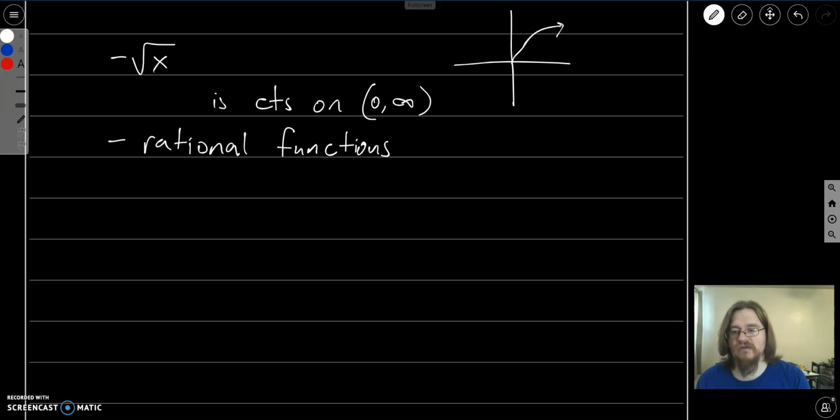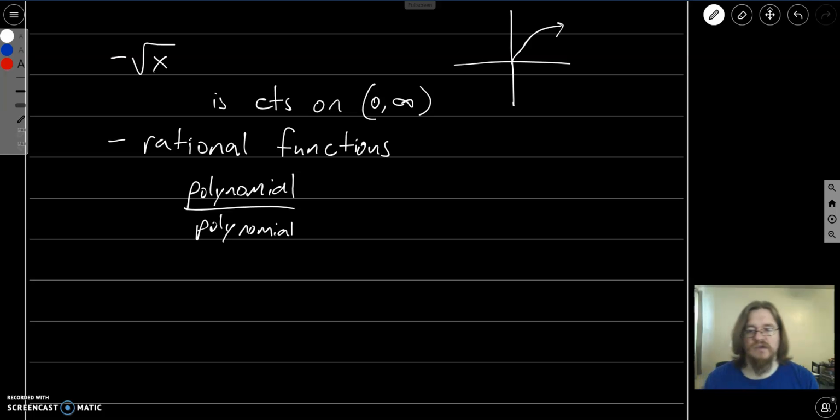But first, I want to define rational functions. So a rational function is going to be a polynomial divided by a polynomial. And this is all a rational function is. So for example, 1 over x is a rational function. So is x squared minus 2 divided by x plus 6. This is a rational function.